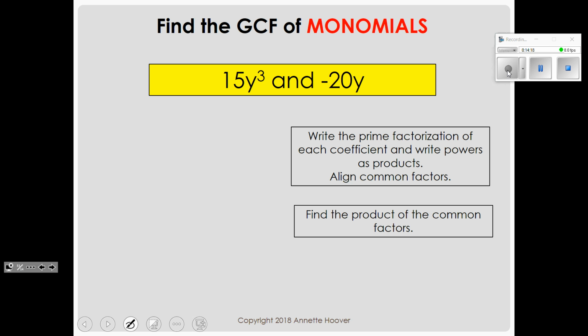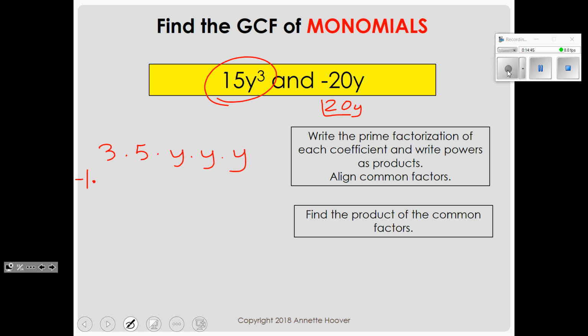This one has one that's negative, so let's think about what it would look like. 15 is not prime, but the prime factorization for 15 would be 3 times 5. So we have, oops, I didn't write out the steps here. 3 times 5 times y times y times y. That is our 15y cubed. When we have a negative number, we're going to factor out a negative 1. When you factor out the negative 1, you're left with 20y.